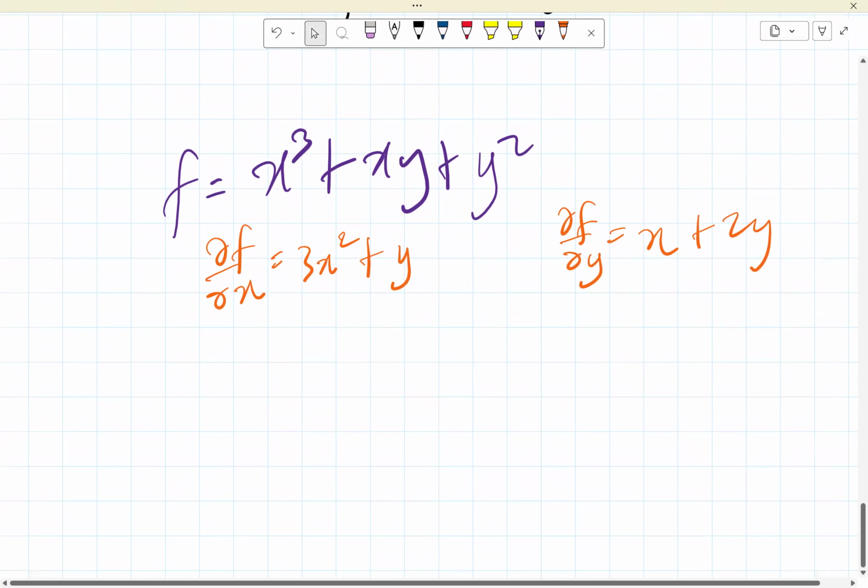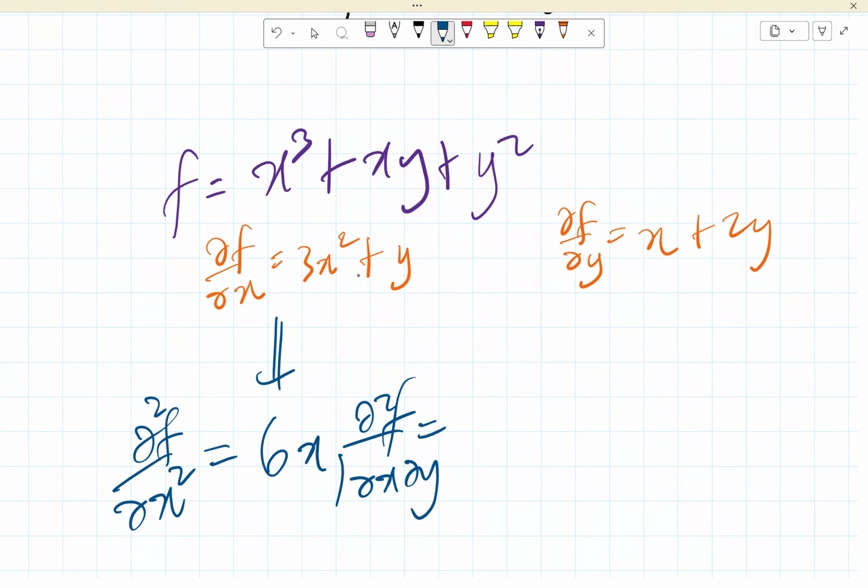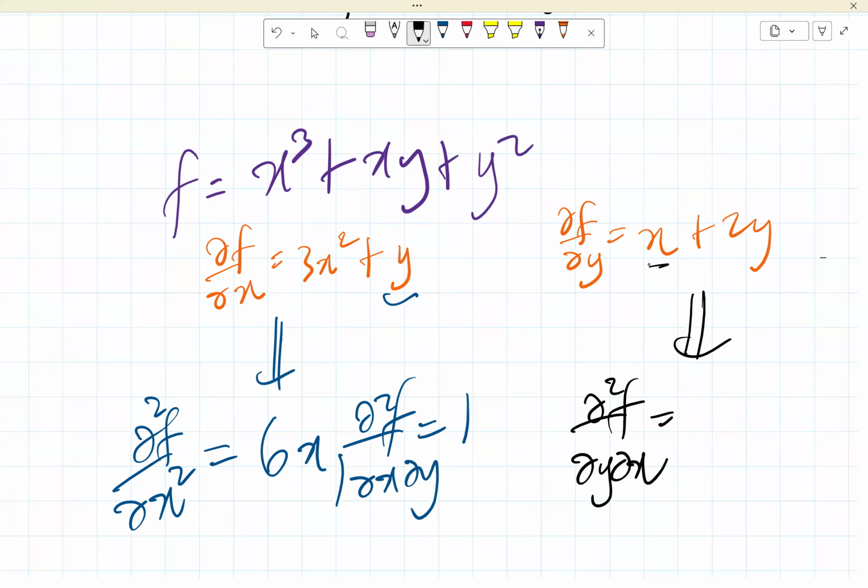With these two, we can then have these different things. Partial squared f partial x squared: differentiate with respect to x again, that'll be 3x squared, that's 6x. Then partial squared f partial x partial y: differentiate with respect to y, there's only one y here, that's 1. Then partial squared f partial y partial x: differentiate with respect to x again, there's only x, so that's 1. And partial squared f partial y squared: differentiate with respect to y, that's equal to 2.